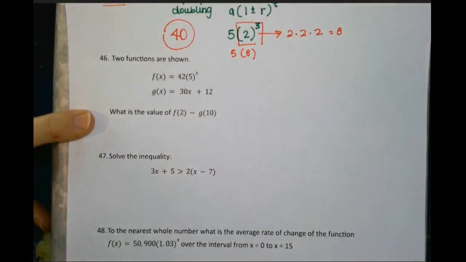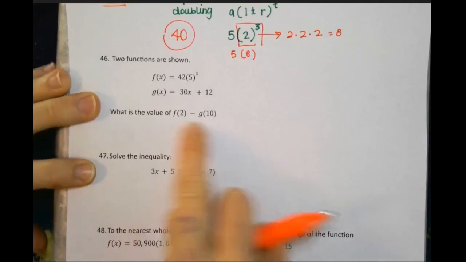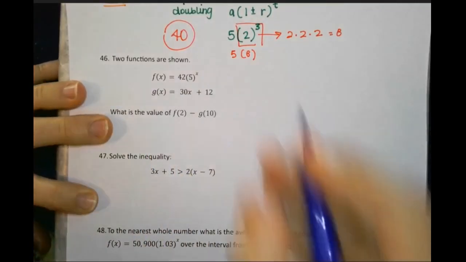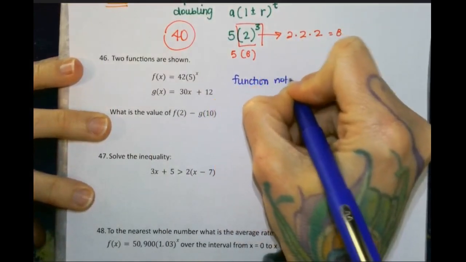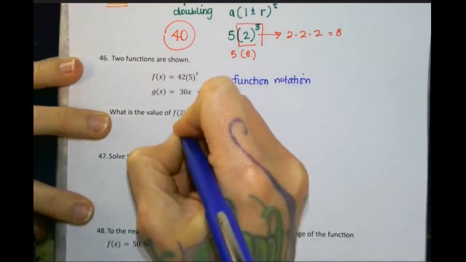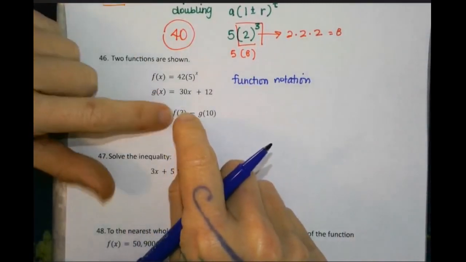Let's work on that one. So we have a function f of x and g of x. What is the value of f of 2 minus g of 10? So this is going to be function notation if you're looking for which lesson we were doing, and we're plugging in the numbers. That 2 is inside the parentheses, so it's going to go inside the function named f.